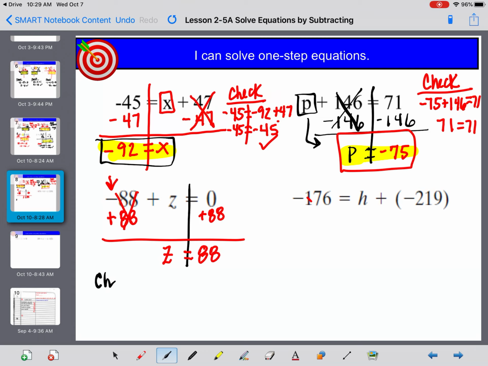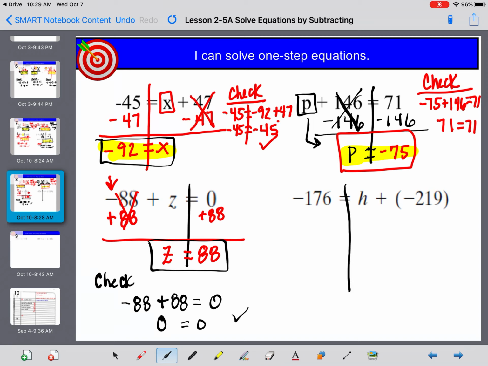Then when I check it, negative 88 plus 88, does that equal 0? And yes, it sure does. And so I'm certain that this is the right answer. Okay, then the next one on this page.